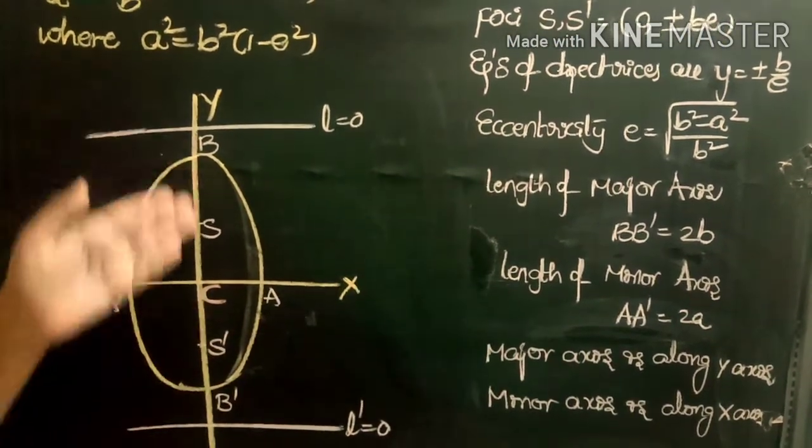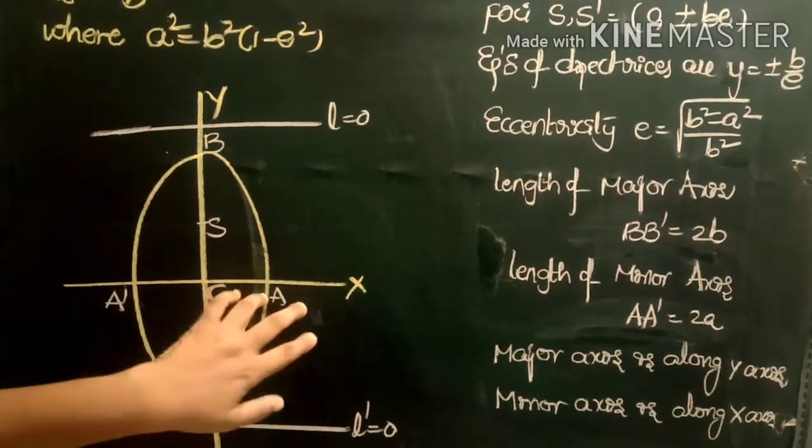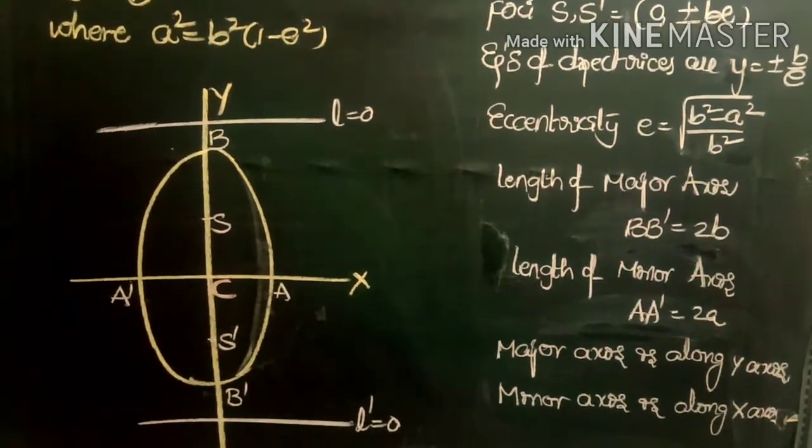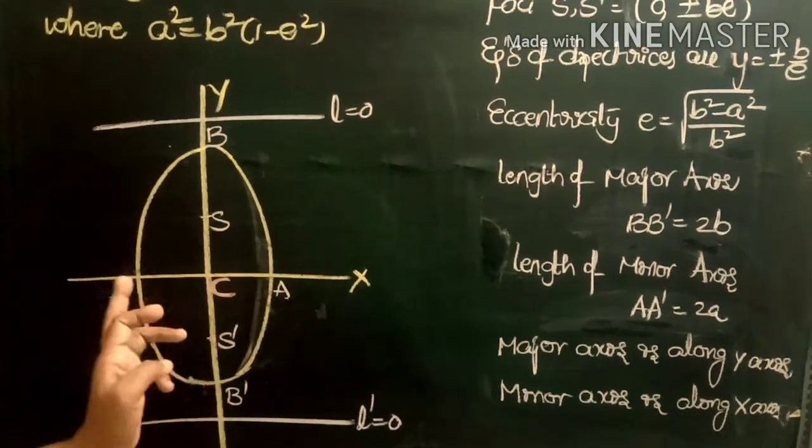The length of the major axis is 2b, and the length of the minor axis, A A dash, is equal to 2a. The major axis is along the y-axis and the minor axis is along the x-axis.